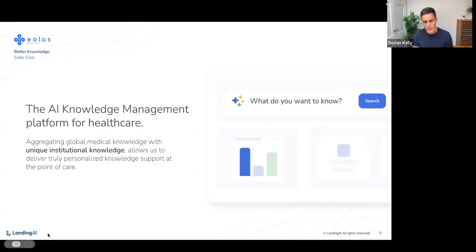So what we've built at Eolas is this AI powered knowledge management platform. A hospital, at a very high level, will upload all of their content to the platform. We intelligently index the entire corpus of their knowledge using LandingAI and computer vision to extract all of that, and then we build a full RAG search pipeline off the data that comes from that. We also combine their institutional or internal knowledge with external medical knowledge, so national level best practice and the latest evidence as well.